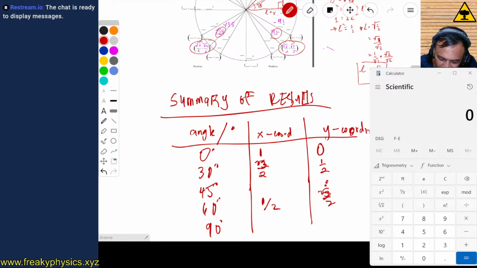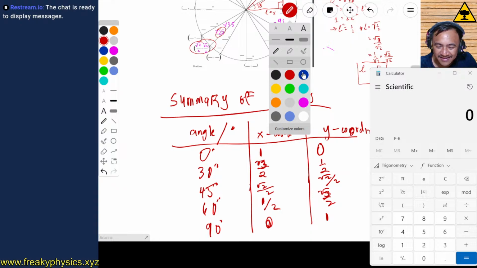Okay. How about 45? We know that for 45, those two should be equal. Square root of 2 over 2. Okay, hold on. Square root of 2 over 2. And finally, for 90 degrees, it's gonna be 0 and 1 here, right?